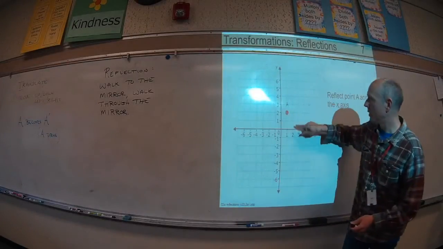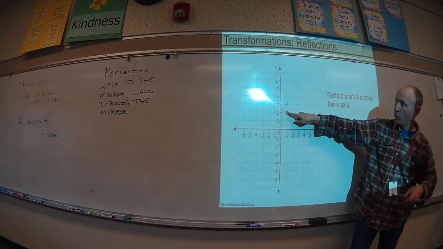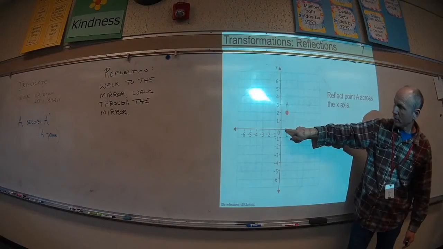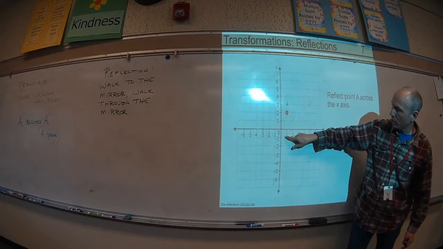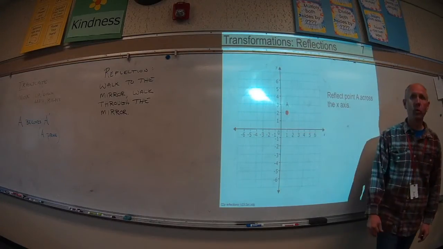So what I'm saying is that this point is going to walk to the mirror. Count with me. 1, 2. Now walking through the mirror, 1, 2. That's how I do a reflection.